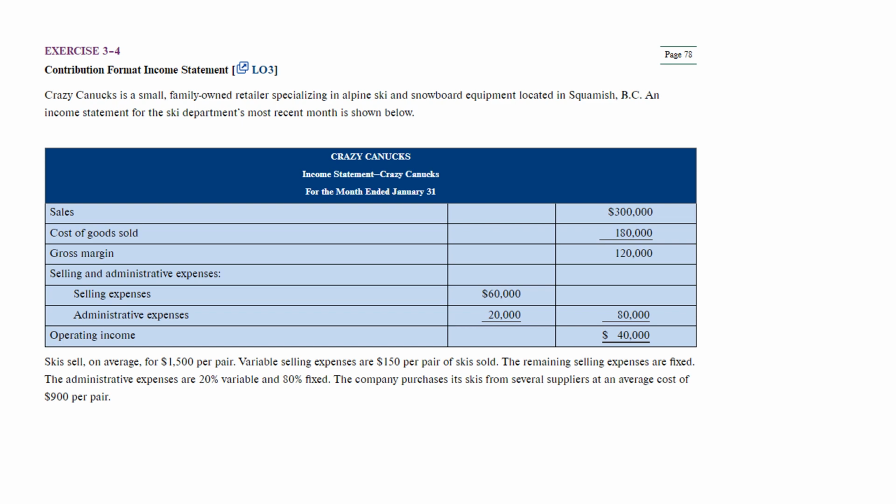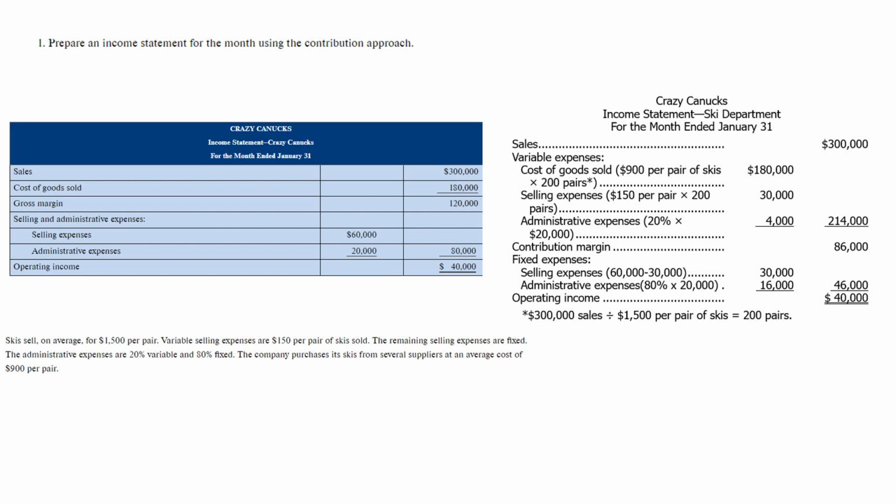So that's a lot of information here. Let's break it down and take a look at the first required. Our first required is to prepare an income statement for the month using the contribution approach. So our first thing we always do is set up our income statement over here. As you can see, we're going to have the name of our company, the fact that it's an income statement, our title, and for what period we're looking at. So for this, we're looking at the month ended January 31st.